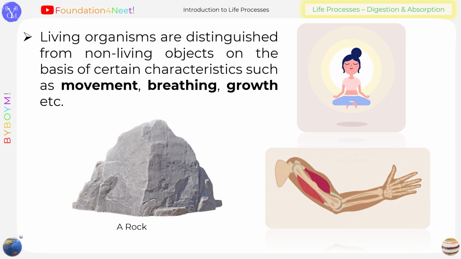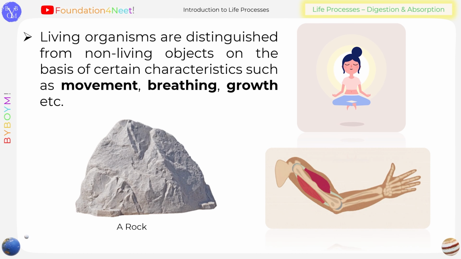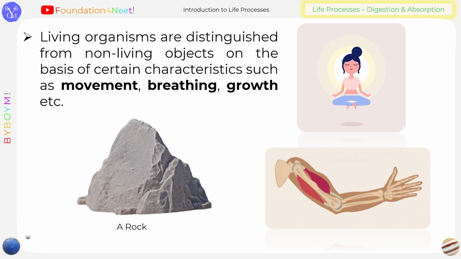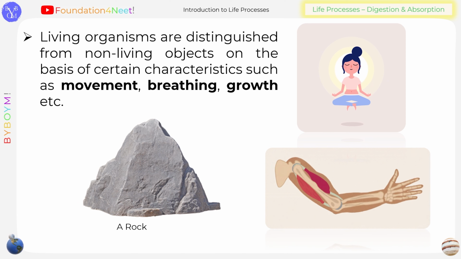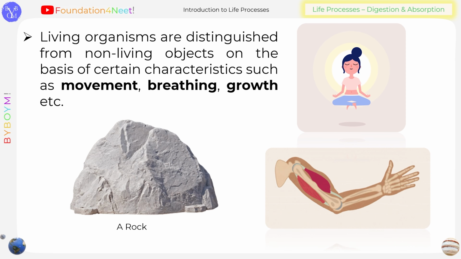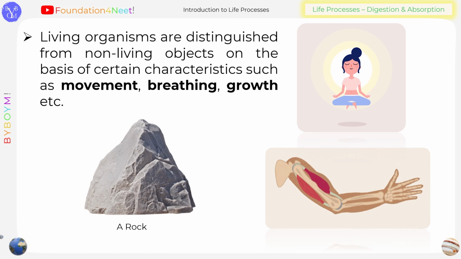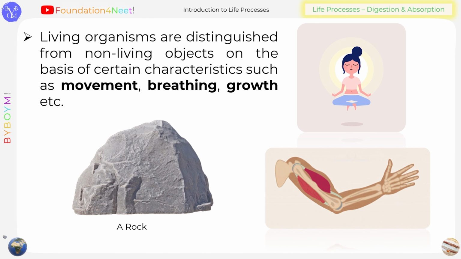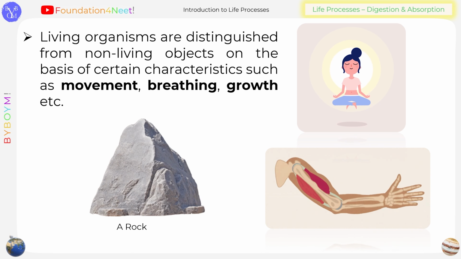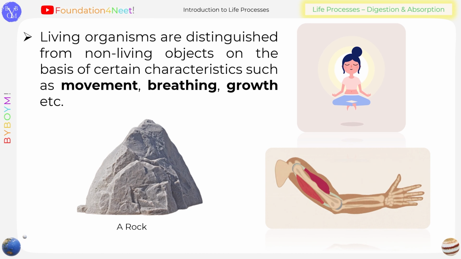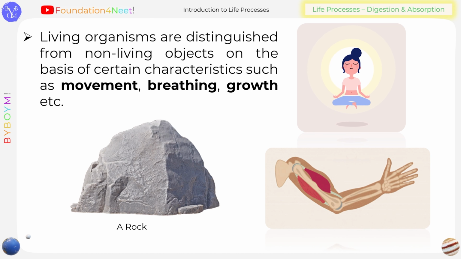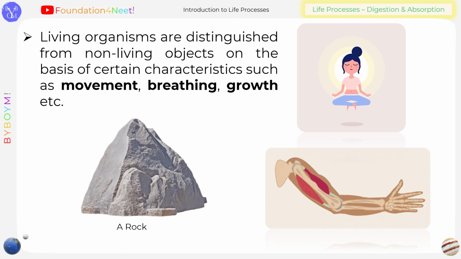Living organisms are distinguished from non-living objects on the basis of certain characteristics such as movement, breathing, growth, etc. They are trying to say that a non-living object such as a rock is different from a living object such as your hand, in that your hand can show movement, it can show growth, and your body shows respiration, for which you need to breathe.